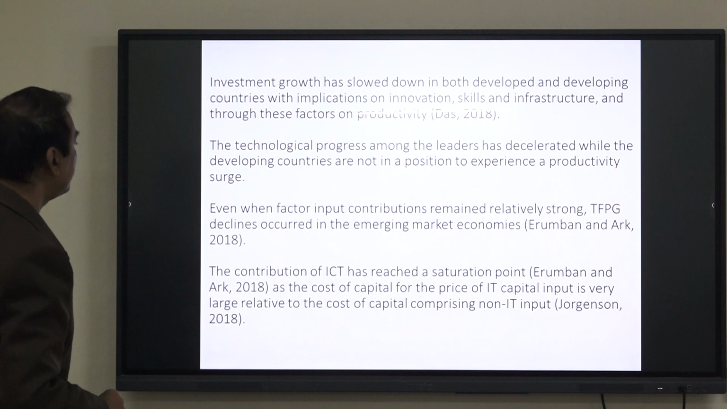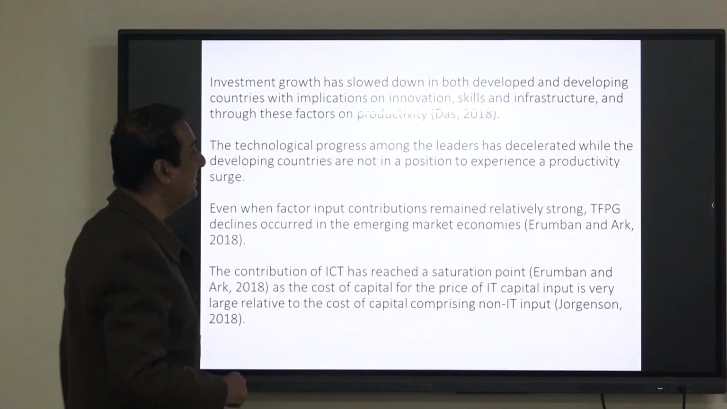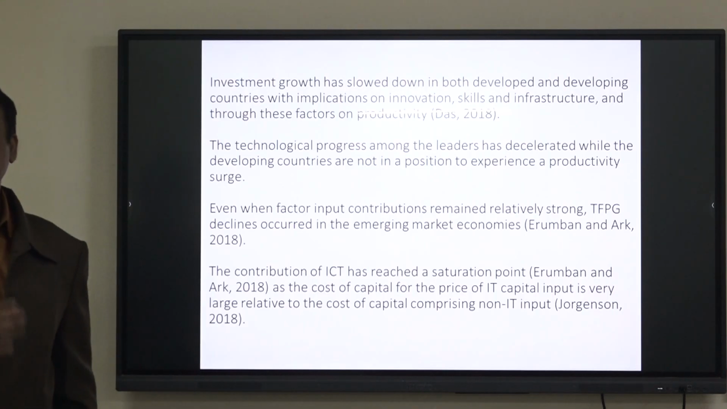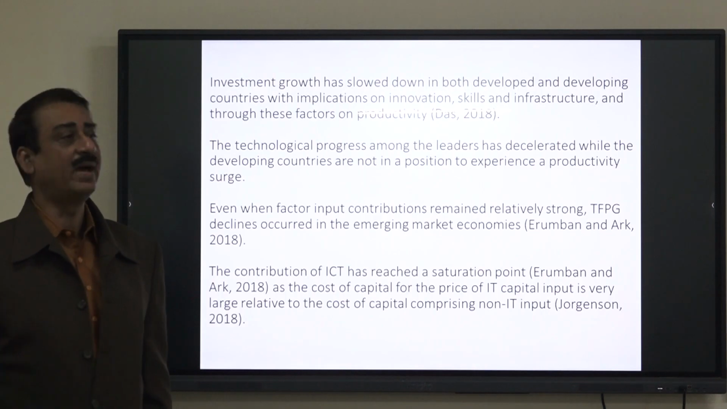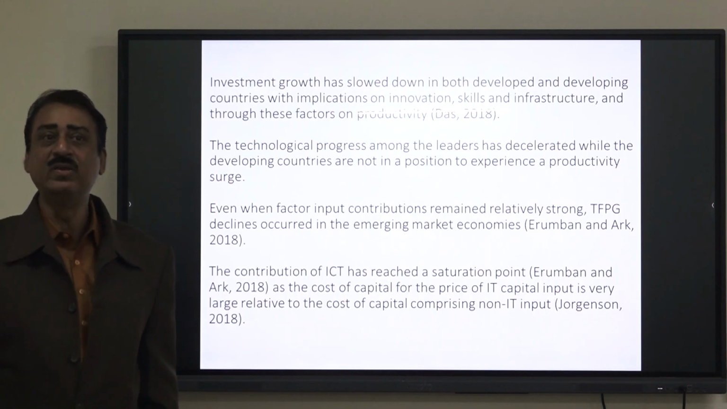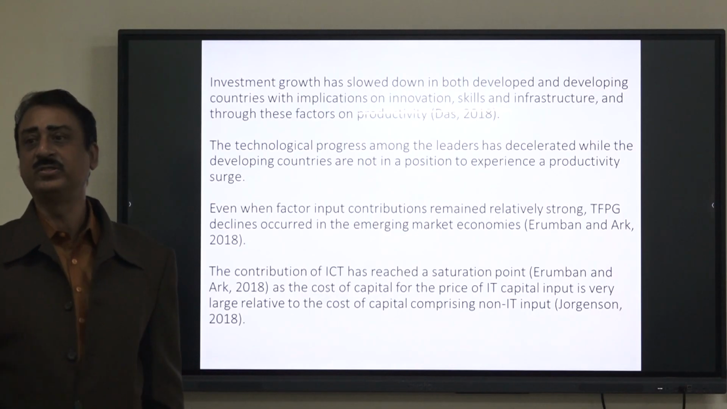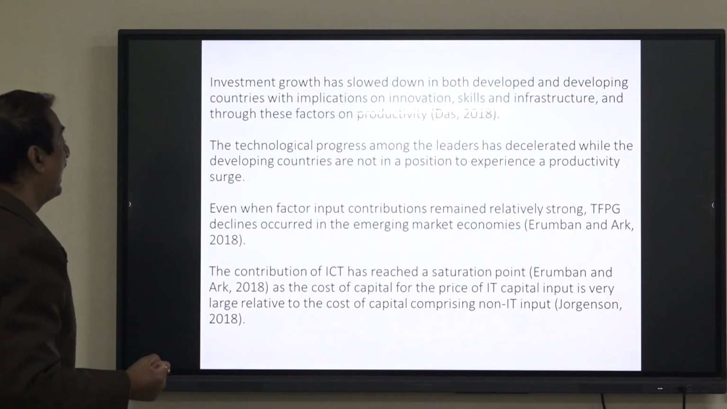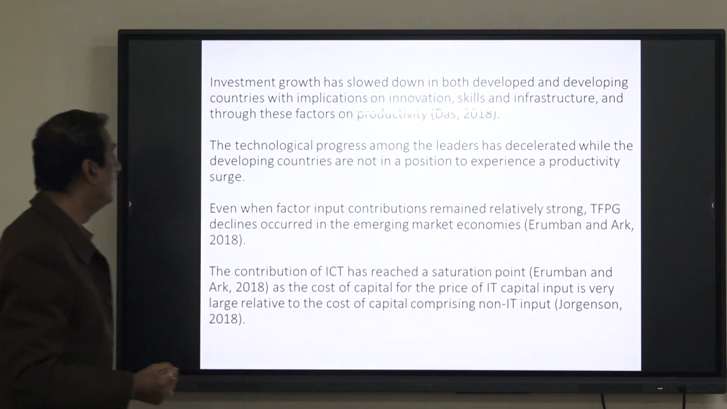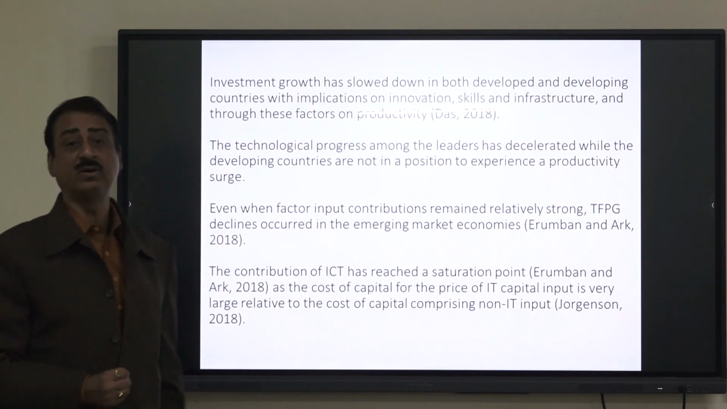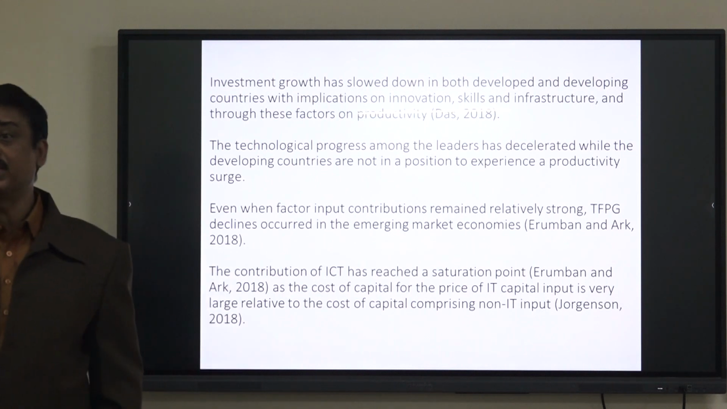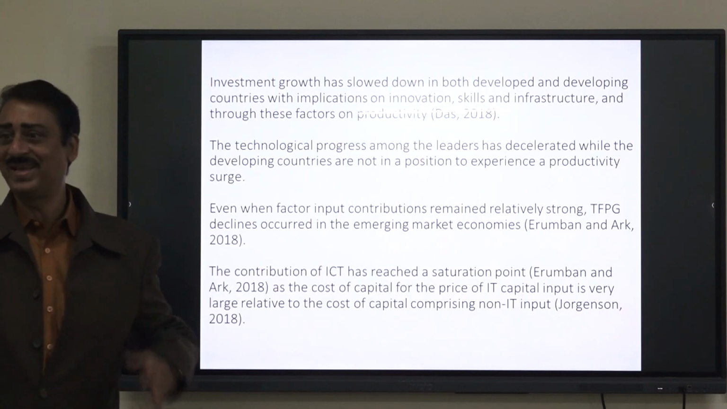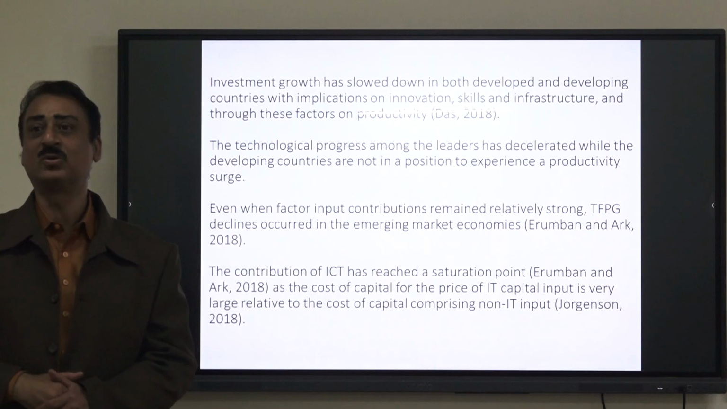are not being created. The technological progress among the leaders has decelerated, particularly the countries which were supposed to lead the whole economy, supposed to lead the entire world. They have now failed. Failed in the sense their innovation process has come down, and therefore technological advancement in those countries has also been reduced significantly. Even when factor input contributions remain relatively strong, TFPG declines, particularly in the emerging market economies. So once the developed countries are out of the race, then we would be expecting from the emerging economies, because they are the ones which should be able to contribute to total factor productivity growth.